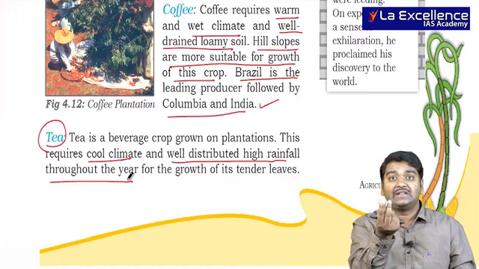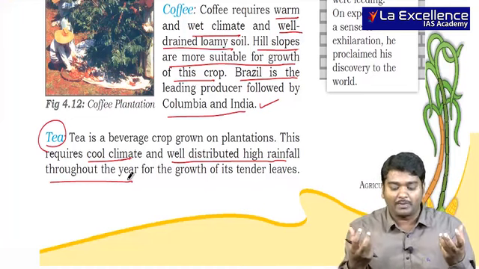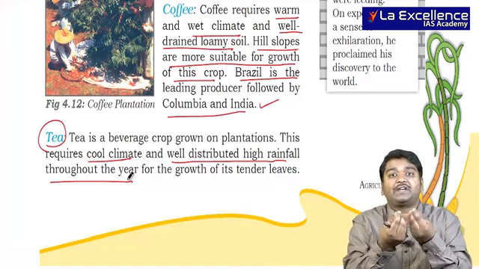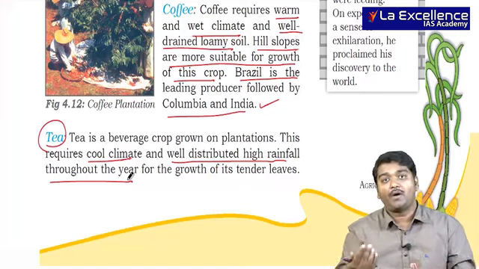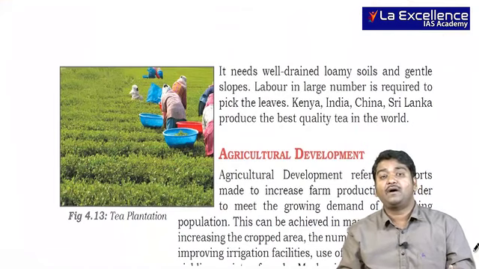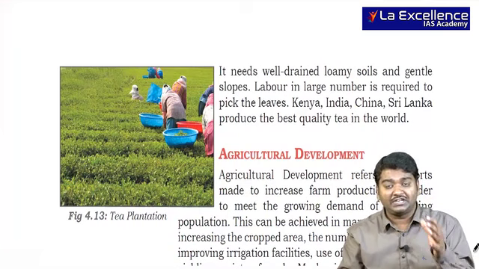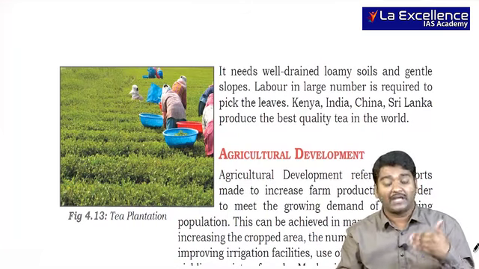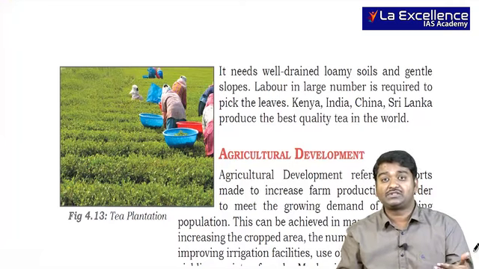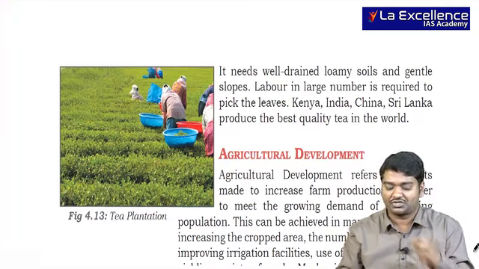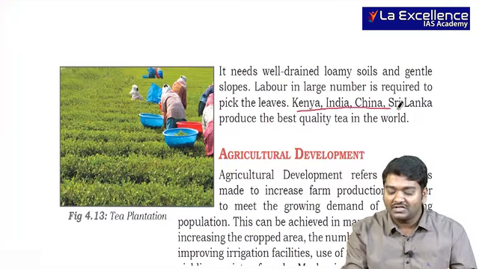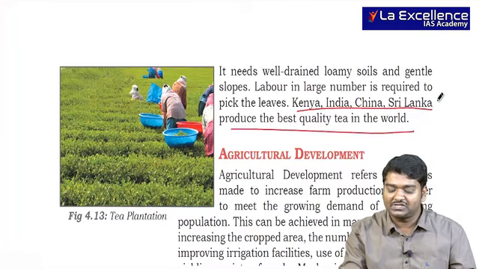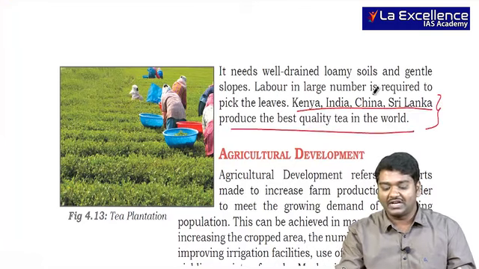The main reason is the leaves and other things usually have to grow properly. Else the leaves become dry and it is not good for production of tea. Labor is very much used in tea plantations. Usually Bangladeshi migrants, and in Sri Lanka, Tamils and all are usually associated with tea production. Kenya, India, China, Sri Lanka produce the best quality tea, and China is famous for tea production.